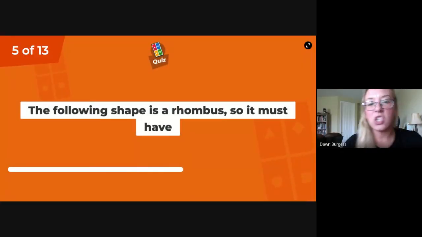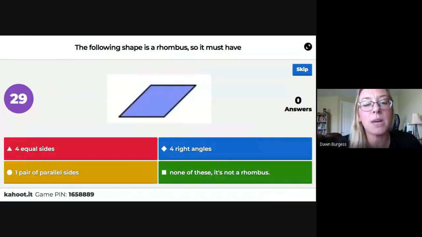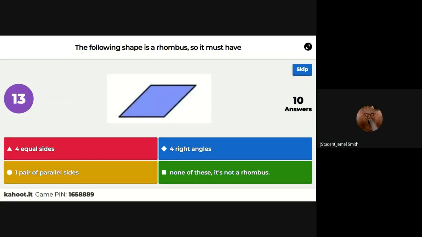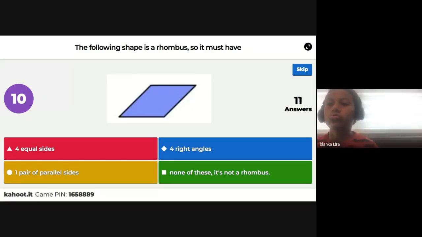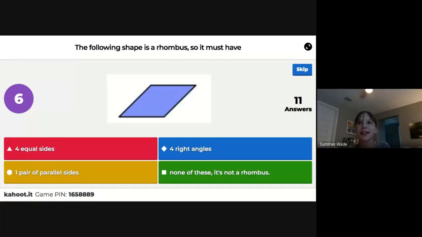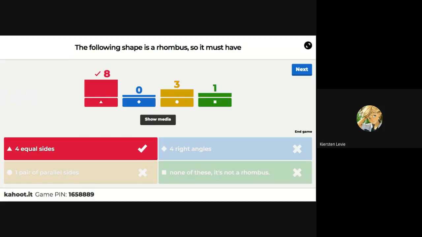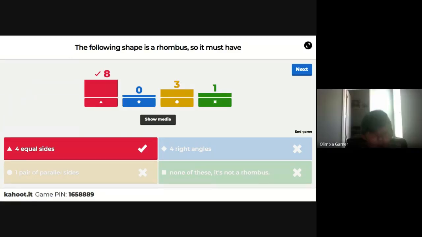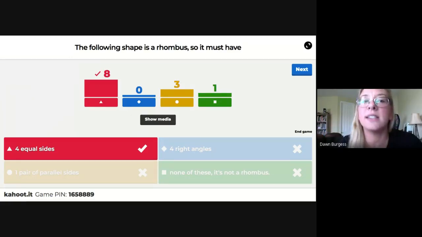The following shape is a rhombus, so it must have what? Does it have 4 equal sides? Does it have 4 right angles? Does it have 1 pair of parallel sides? Or none of these? It's not a rhombus. I got it. Cool music. Good job. Let's go. Congruent sides is exactly right.